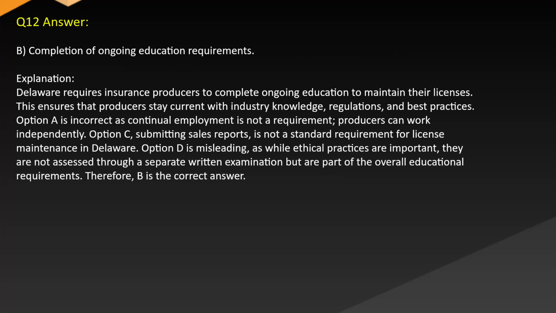Answer: B. Completion of ongoing education requirements. Explanation: Delaware requires insurance producers to complete ongoing education to maintain their licenses. This ensures that producers stay current with industry knowledge, regulations, and best practices. Option A is incorrect, as continual employment is not a requirement. Producers can work independently. Option C.